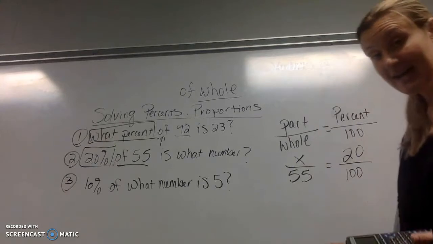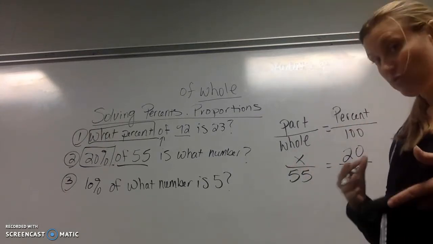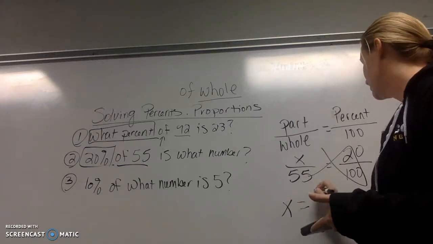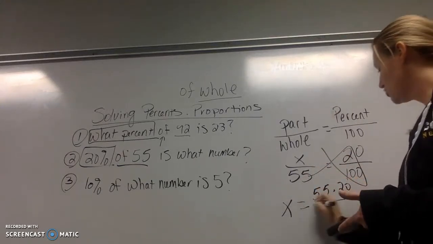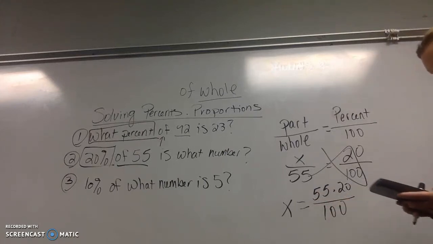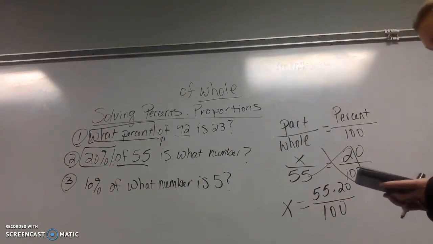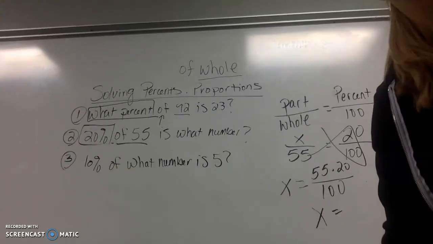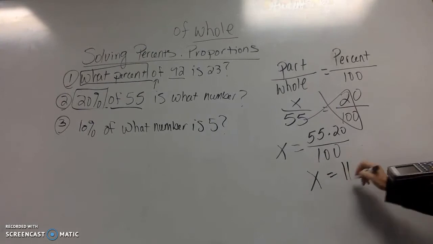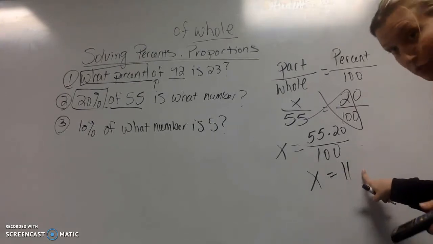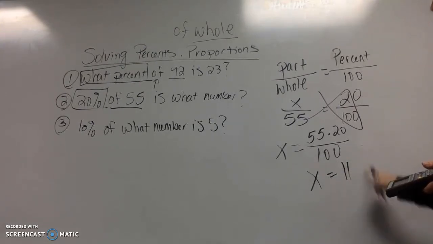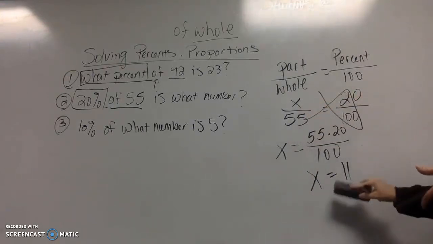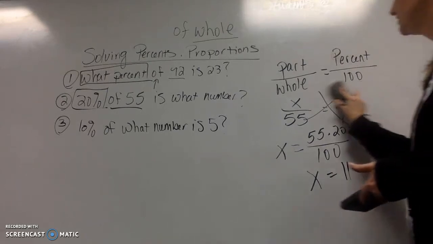Okay, so now we're not finding a percent this time. We're finding a part. So again, x is going to be cross multiply and divide. So it's 55 times 20 over 100. And we get x equals 11. Now, I'm not going to put a percent sign here because we're not finding a percent. We're finding a part. This is saying that 11 out of 55 is equal to 20%. Okay, so there we found the part.